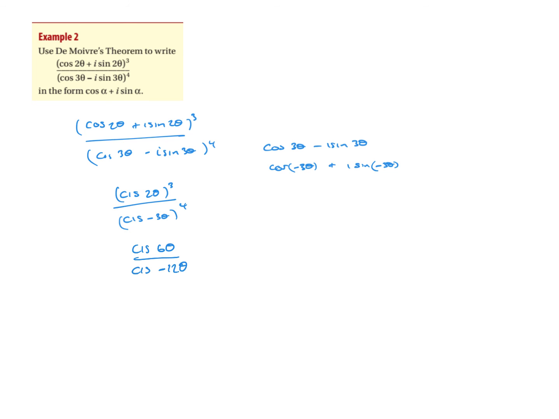Still not quite finished, because it wants us in the form cos alpha plus i sine alpha. And remember, if it's division, what we do is subtract the angles. So this is the same as cis of 6 theta minus minus 12 theta. Work that out, we get cis of 6 theta plus 12 theta, which is 18 theta. To finish it off, all we do then is break it up, and we've got cos of 18 theta plus i sine of 18 theta, and we are done.